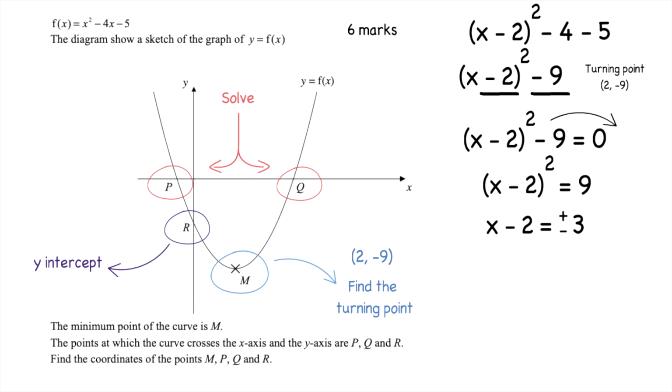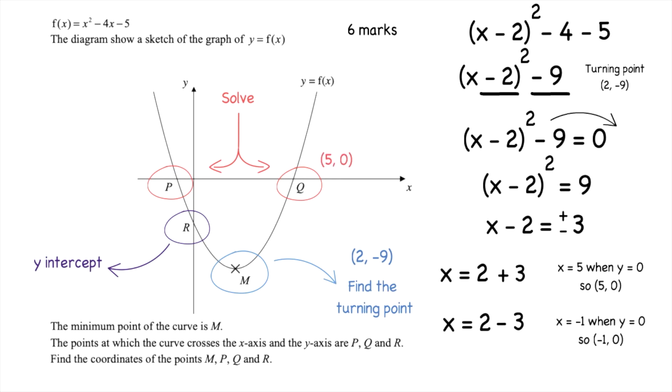To solve x, I need to move the -2 to the other side of the equals to make it a +2. So that means that either x equals 2 add 3, or x equals 2 minus 3. Remember that when we solve, these are the points at where y equals 0. So my coordinates for P and Q would be 5, 0 and -1, 0.